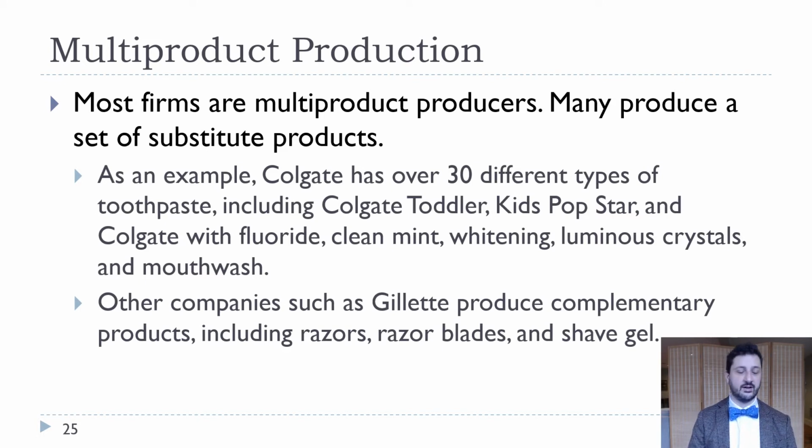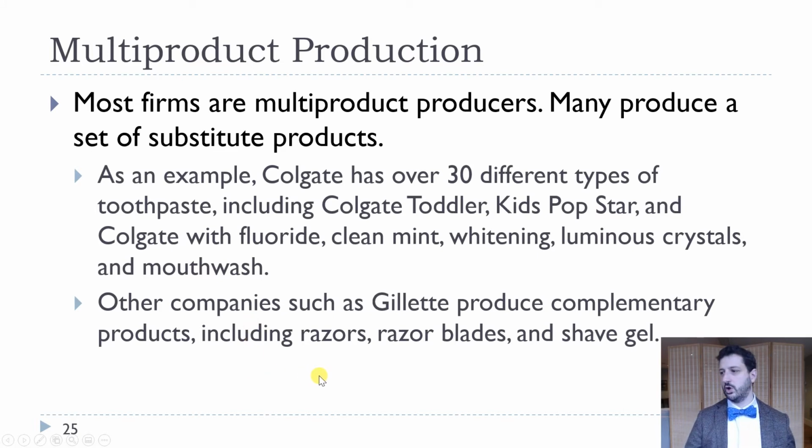So different flavors aimed at different populations: kids, toddlers, fluoride, not fluoride, all sorts of things, right? And that's similar to Gillette. They have lots of products, often in complementary categories, right? So they have razors, razor blades, shaving foam and gel. And so we have all these multi-product firms.